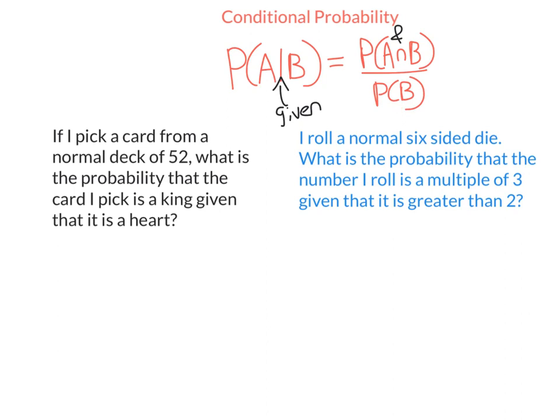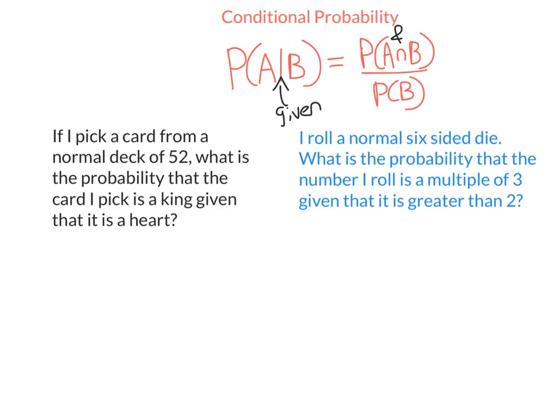So this is saying what is the probability A happens if we know that B happens. Sometimes that will change the probability of A happening if B's happened, sometimes it won't. So let's look at these two examples. We'll start with this one. I pick a card from a normal deck of 52. What's the probability the card I pick is a king, given that it is a heart?